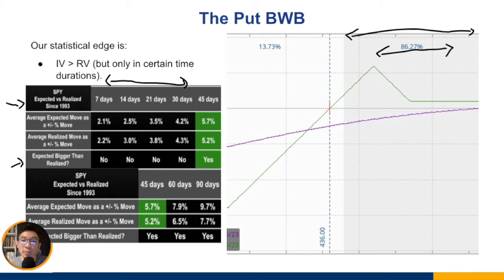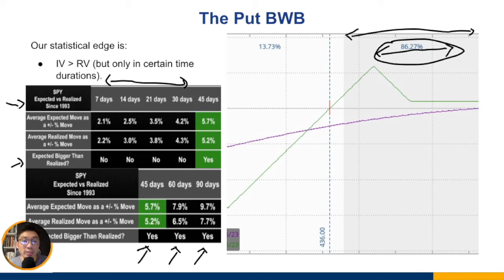This means that the IV down here, this bigger one, is always bigger than where the market is actually going to go. And that's what we want when we put on these short option strategies. If it's 45 days, yes, the expected move is bigger. 60 days is bigger, 90 days is bigger. So you tell me.